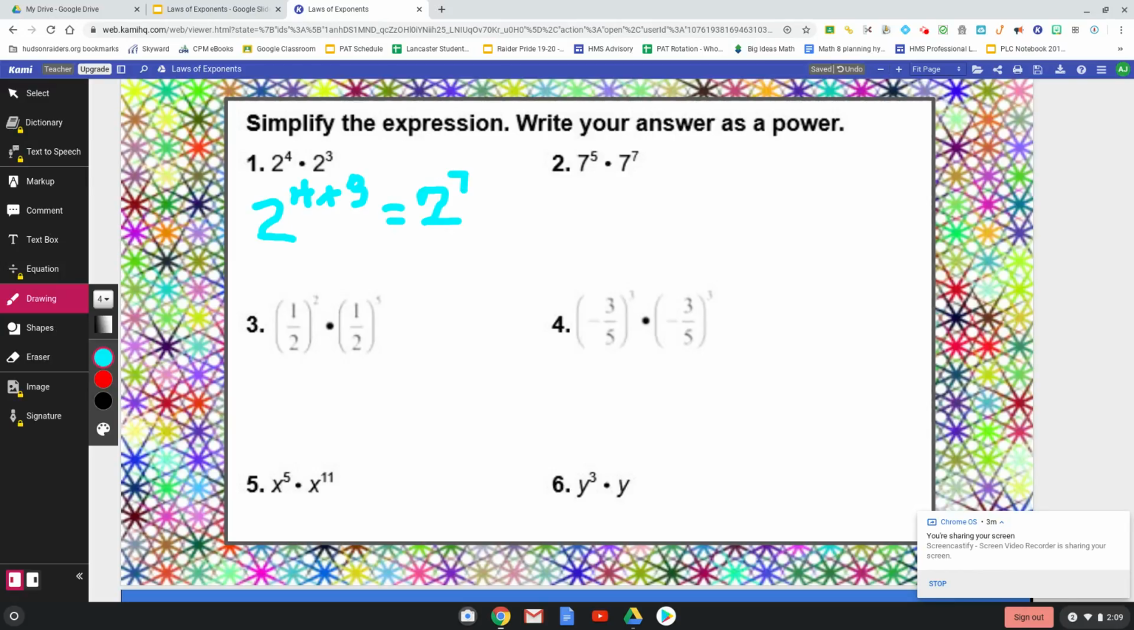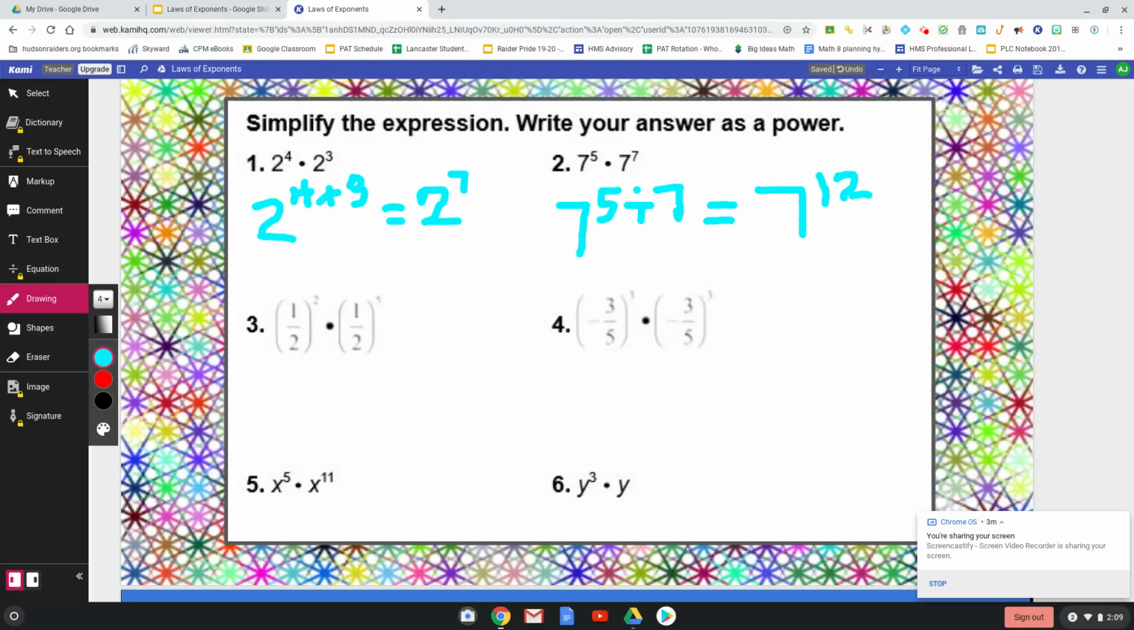Number 2, we have 7 to the 5th power times 7 to the 7th power. To simplify this, we are going to write our base, and then we're going to add our exponents. And this simplified is going to be 7 to the 12th power, because 5 plus 7 is 12.